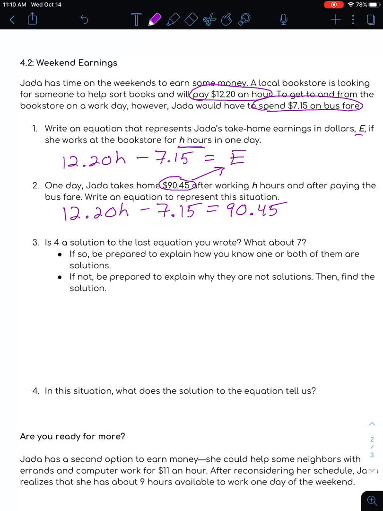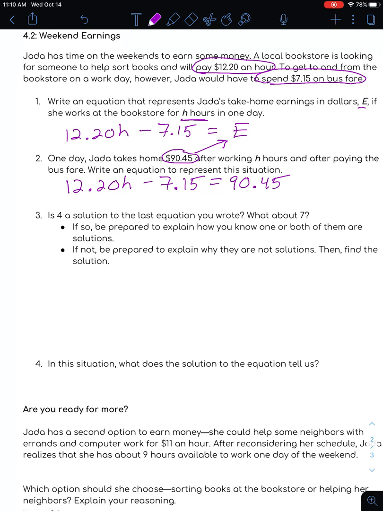And the next question is, is 4 a solution to the last equation? What about 7? So think back to what we were doing on the first page. Let's see if we have solutions. So we're going to explain our answer of how we know one or both of them are solutions, and if not, we're going to be prepared to explain why they're not solutions. Then find the solution. So let's put in 4, see what happens. So if we put 4 in for H, because 4 is the amount of hours then, so 12.20 times 4 minus $7.15, what does that turn out to be?